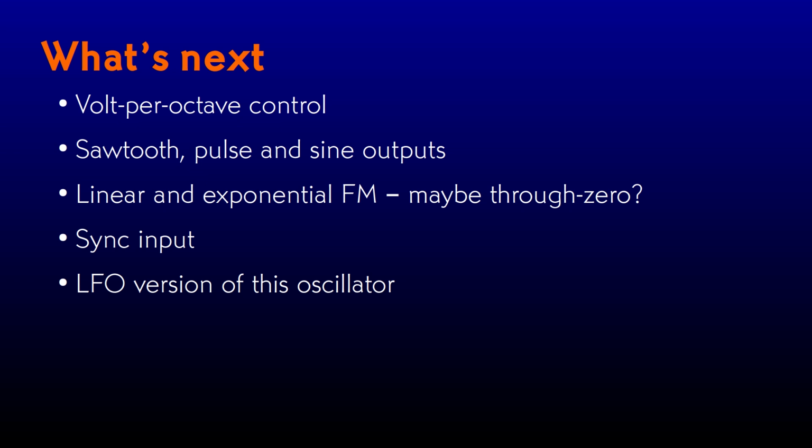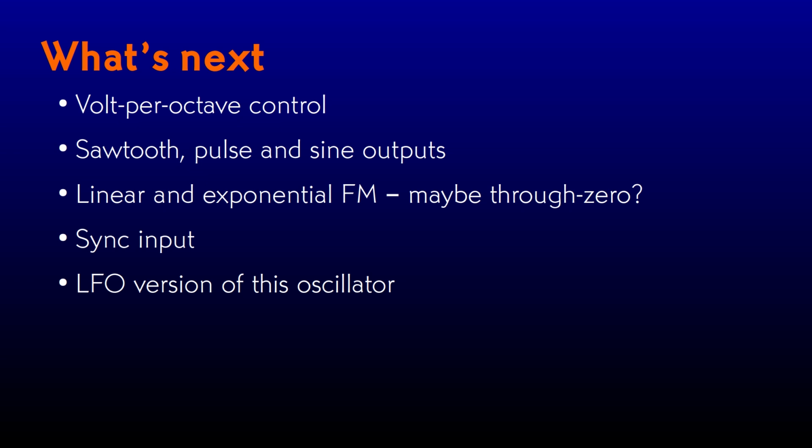So let's take a look at what still has to happen before this circuit becomes something that I want to make into a module. The big thing is that it needs volt per octave control, so that a keyboard or sequencer can make a melody on it. It also needs to output a greater variety of waveforms. Generally, VCOs will offer sawtooth, sine wave, and pulse outputs, with the pulse outputs having a variable duty cycle. I'd like to have frequency modulation on it, both linear and exponential. That will be essential for things like vibrato and for more complex sounds as well.